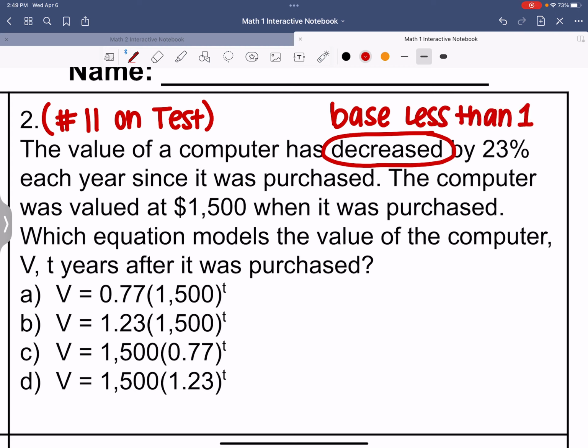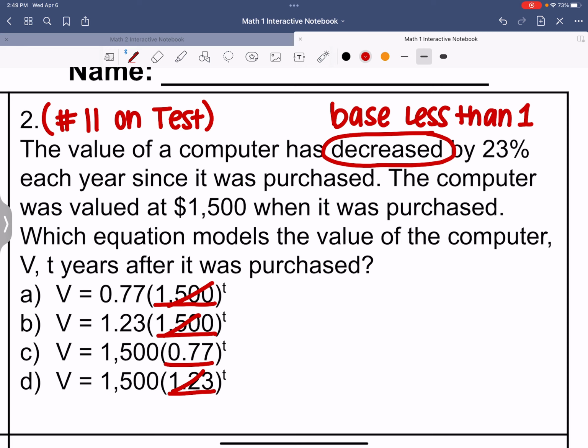So immediately, even if I didn't know much about exponentials, if you at least remembered that decay, decrease, depreciate means that your base, the number in parentheses, needs to be less than 1. 15,000 is not less than 1, or 1,500 is not less than 1. 1.23 is not less than 1. So even if you had no idea what this meant, you could at least eliminate some answer choices. On your test, there are a couple of answers that have bases that are less than 1.